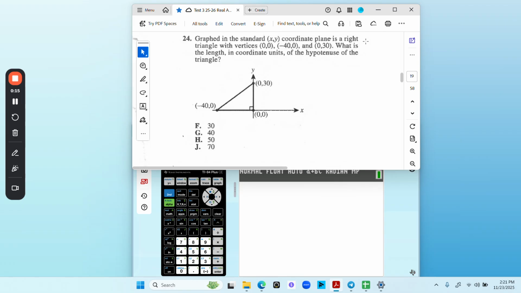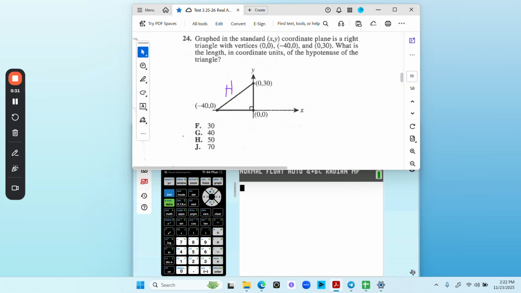Here at number 24, graphed in the standard XY coordinate plane is a right triangle with vertices, and they give us the 3 points. What is the length and coordinate units of the hypotenuse of the triangle? So it is a vocabulary problem in that we have to know that the hypotenuse is the side of the triangle that's across from the right angle.